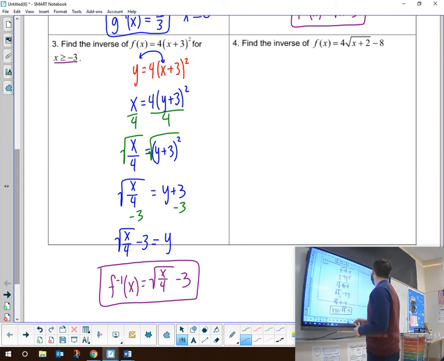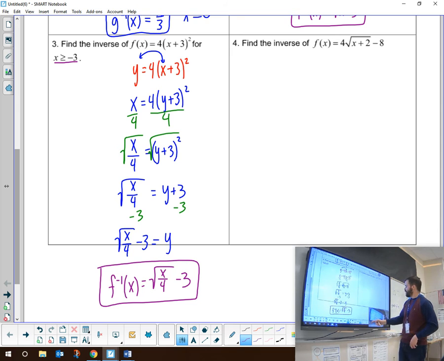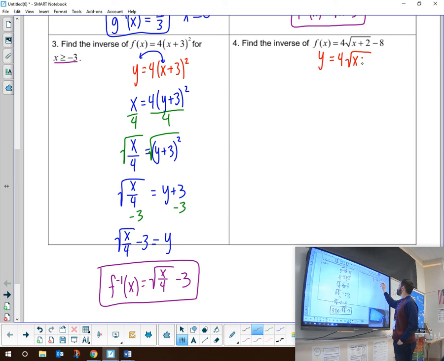Next one, number 4. Once again, replace that f of x with a y. And so we're going to have y equals 4 square root of x plus 2 minus 8. Second step, switch my x and y. So it's going to be x equals 4 times the square root of y plus 2 minus 8.